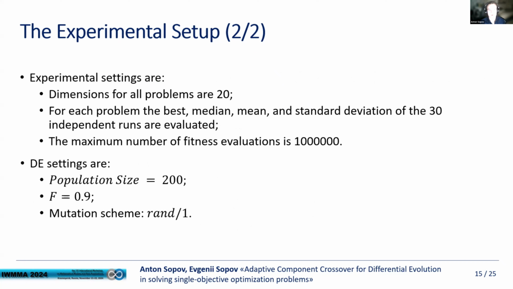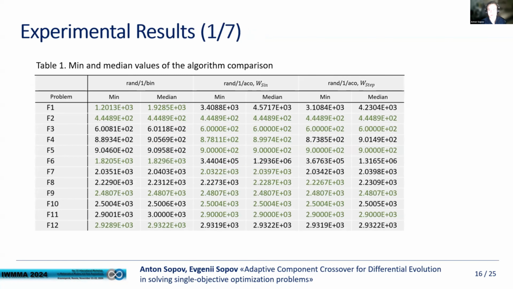We have calculated the best, median, mean, and standard deviation values. There were 30 runs as in the rules of the competition. And differential evolution settings were as following. In the table, the results are presented for each of the problems.